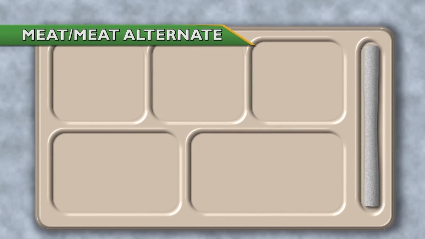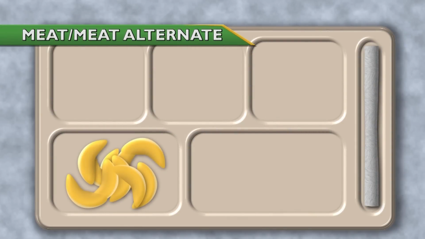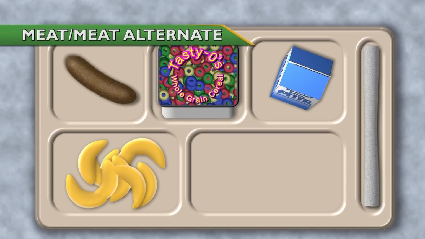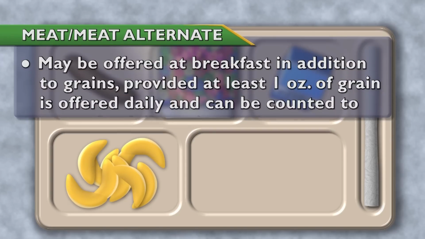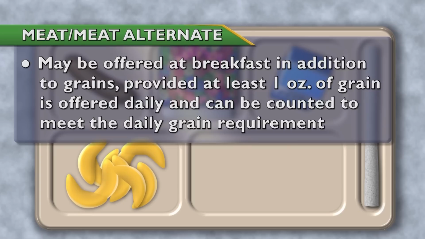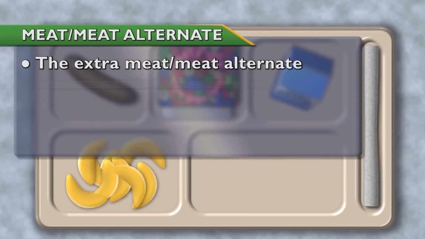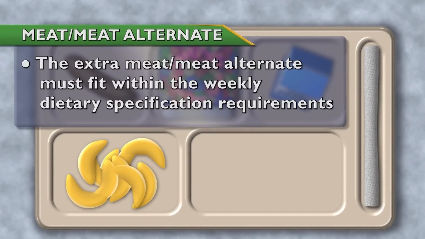Schools may offer a meat alternate component at breakfast, even though it is not required by the school breakfast program meal pattern. Schools which offer a meat alternate at breakfast may either offer a meat alternate in addition to grains, provided that at least 1 ounce of grains is offered daily and can be counted to meet the daily grains requirement, or serve a meat alternate as an extra food and not count it toward the weekly grain requirement. The extra meat alternate must fit within the weekly dietary specification requirements. This will be covered in detail in the module on dietary specifications and nutrient analysis.